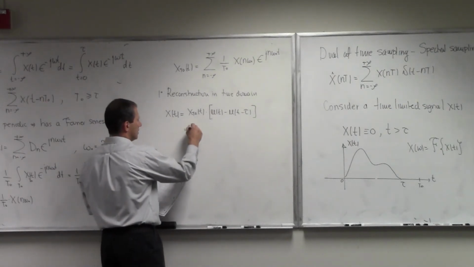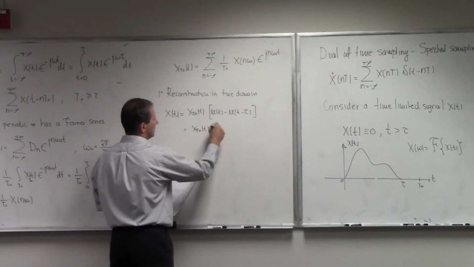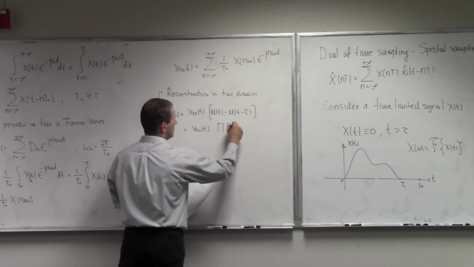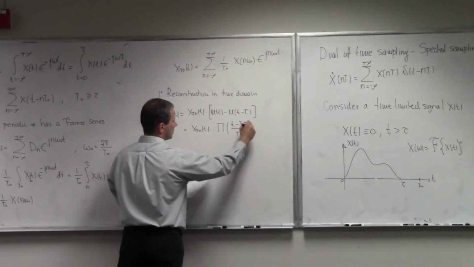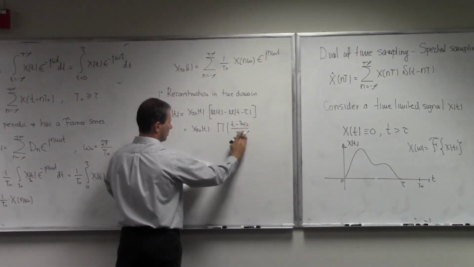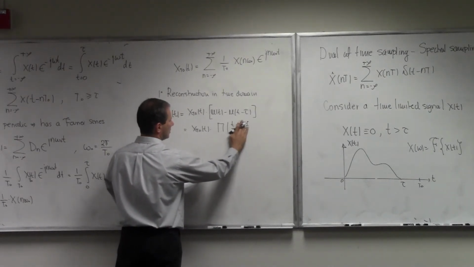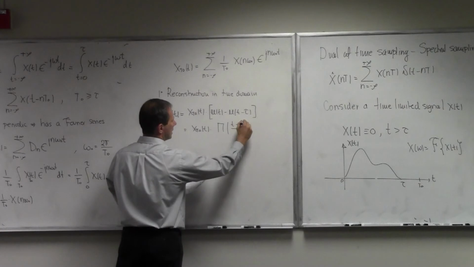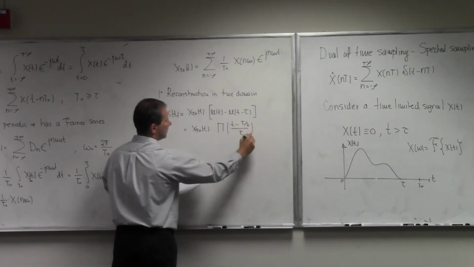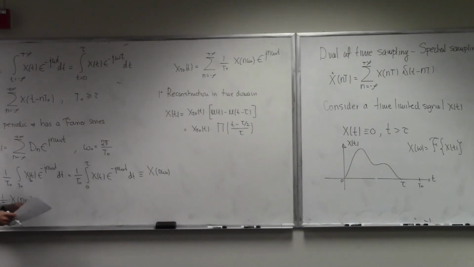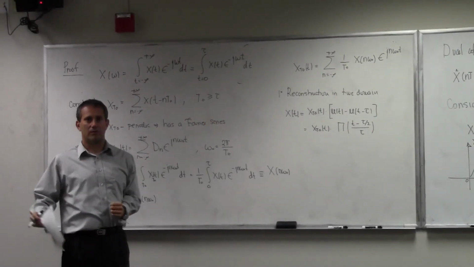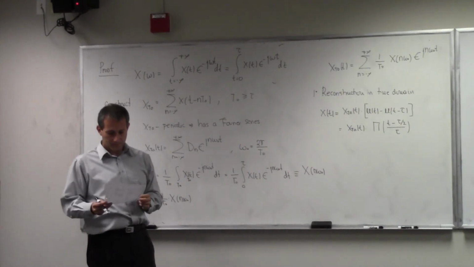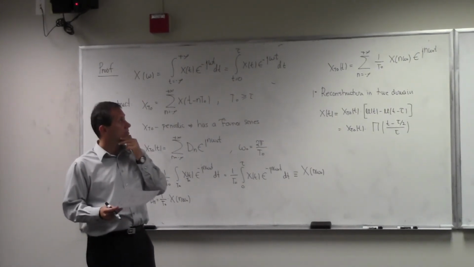So another elegant way to write this would be x_T0 of t multiplied by a pulse, in this case t minus tau over 2 divided by tau. So I position this pulse at tau over 2, and then I just cut a width of tau. Okay, so that's easy. That's reconstruction in time domain.